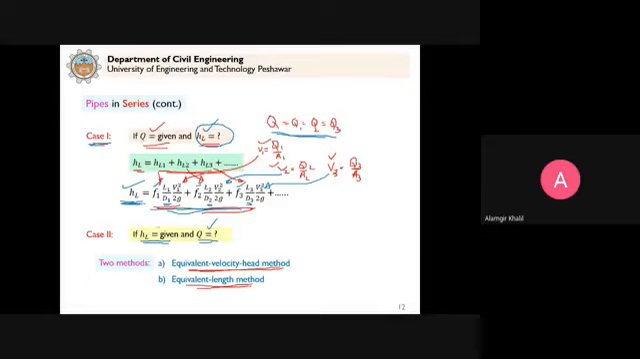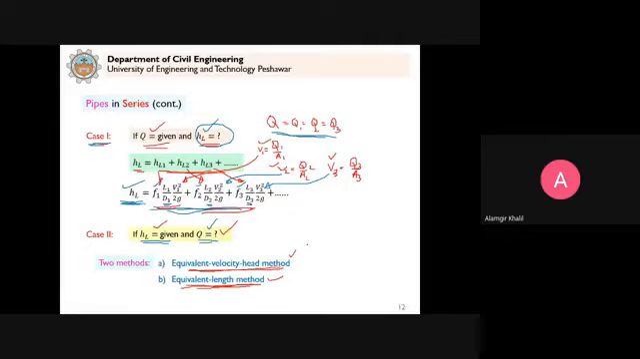So when head loss is given to us and we are required to calculate the discharge, then in that case you can apply any of these two methods. Either you apply the equivalent velocity head method, or you can apply the equivalent length method to solve the problem, and both will give you the same answer. When you apply any of these methods, you will get the same answer.